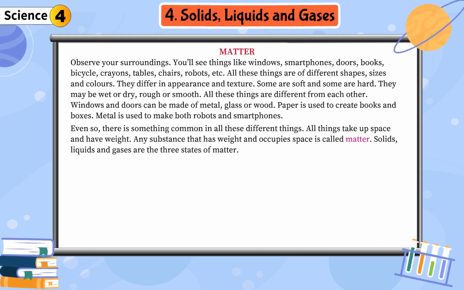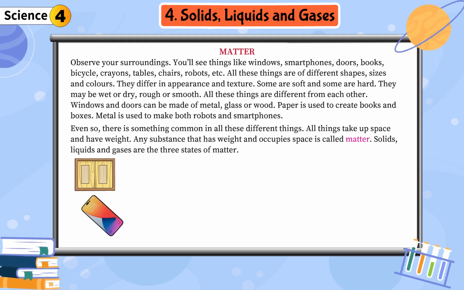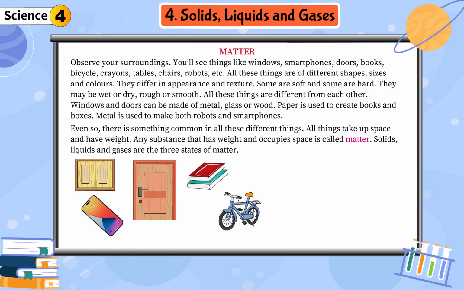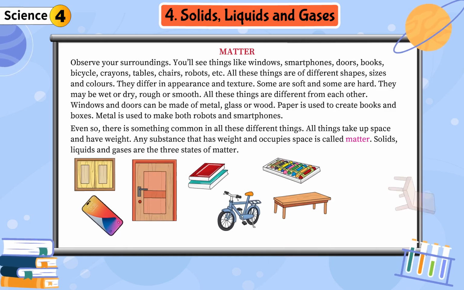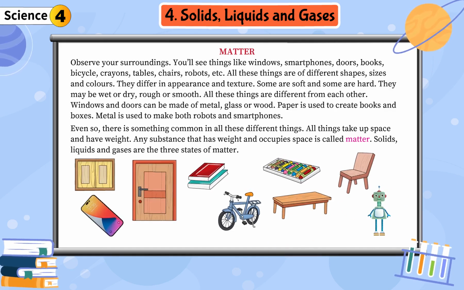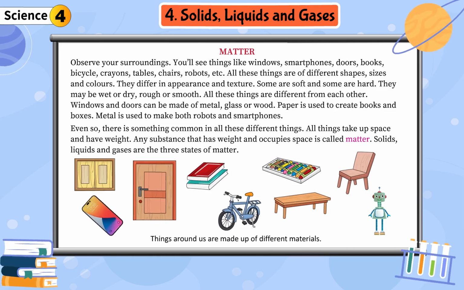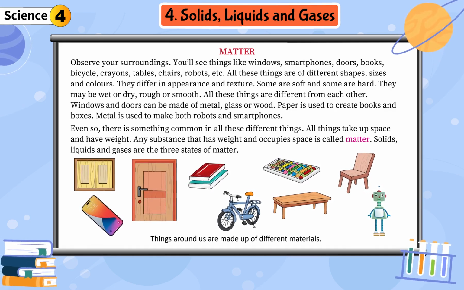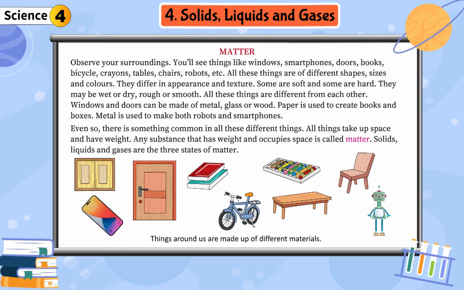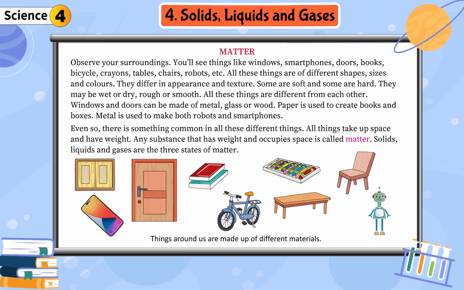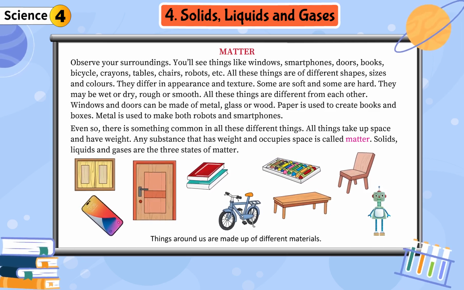Matter. Observe your surroundings. You'll see things like windows, smartphones, doors, books, bicycles, crayons, tables, chairs, robots, etc. All these things are of different shapes, sizes and colors. They differ in appearance and texture. Some are soft and some are hard. They may be wet or dry, rough or smooth.